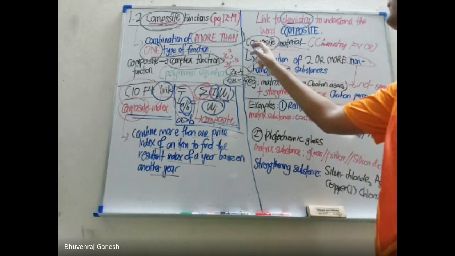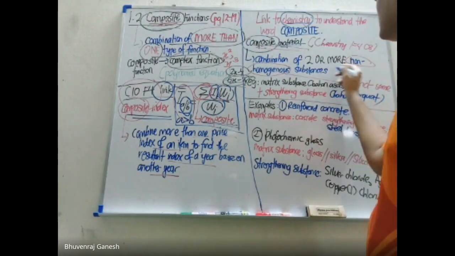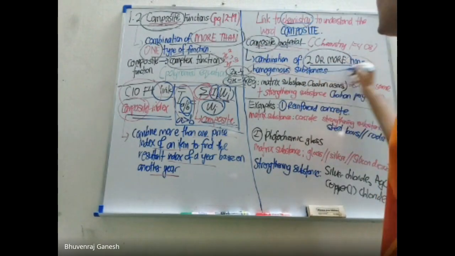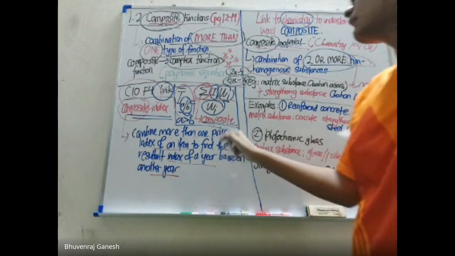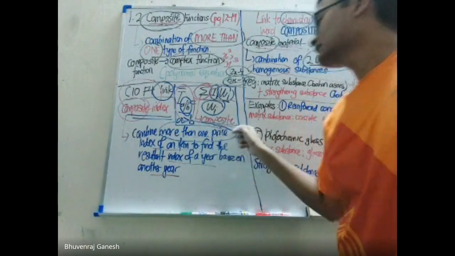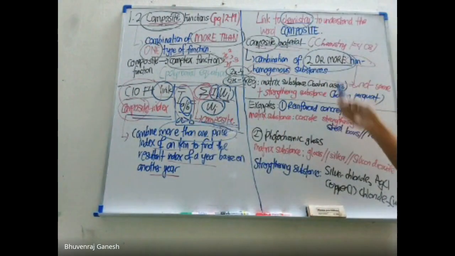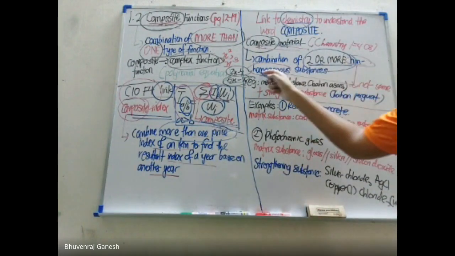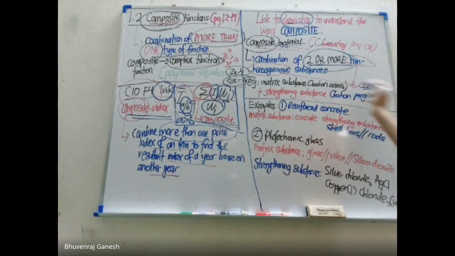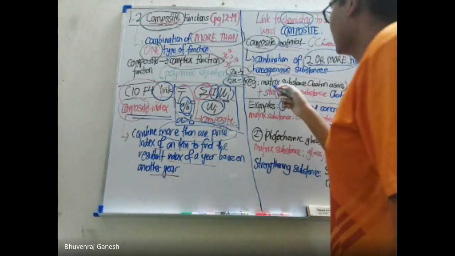So what is actually a composite material? It's a combination of two or more. You see this thing repeating again. Here also it combines more than one piece. It has to involve more than one, here two or more. In this case, non-homogeneous substances means not the same. Homogeneous means the same, so non-homogeneous will cause it to be not the same.